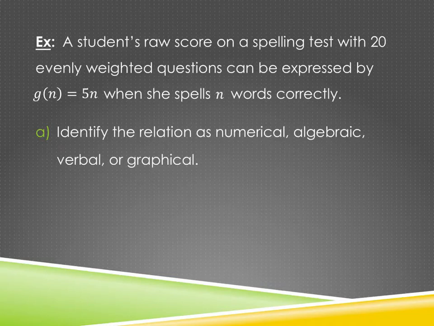This says to identify the relation as numerical. Remember, numerical meant you were given a table. Algebraic means you're given an equation. Verbal means you're only given language descriptions. Or graphical, which means you're given a graph. What is this one? It's algebraic, right? It's got some words with it, but when it's verbal, it means it's only words. So this one's algebraic because they actually gave us an equation. This is an algebraic relation.